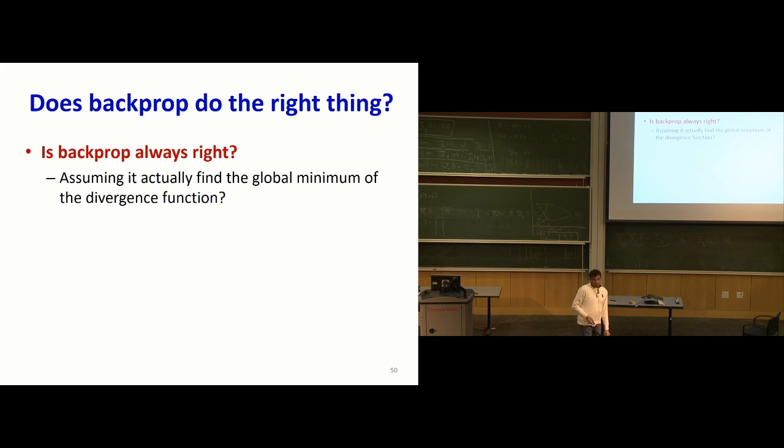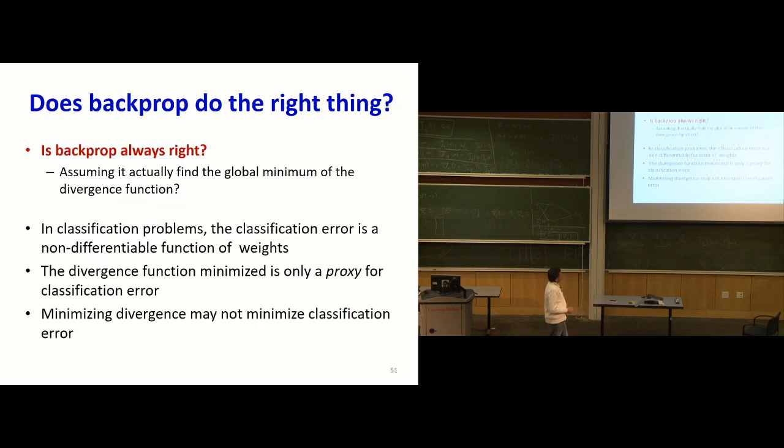So first, is backpropagation always going to give you the correct answer, assuming it actually finds the global or local minimum of the divergence function? In a classification problem, if you're computing the classification error, this is just a count of how many times the classifier has been wrong. Counting is not a differentiable operation. So the divergence function that we use, like the cross entropy, is actually only a proxy for this classification error. This gives you a peculiar situation where when you minimize this proxy, you may not actually be minimizing the actual error that you want to minimize. You're minimizing the divergence, which may not minimize the classification error.